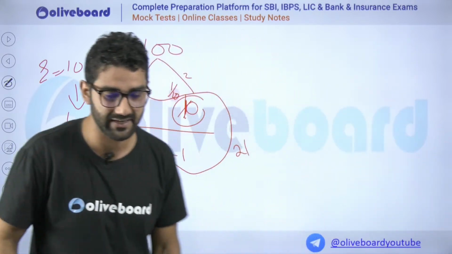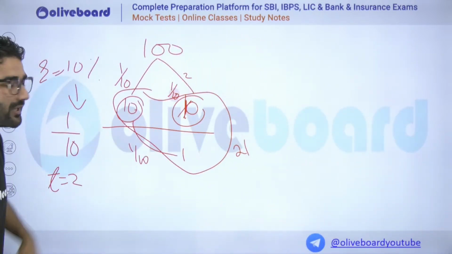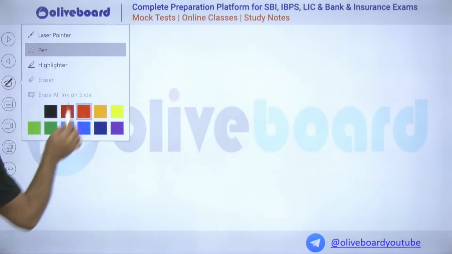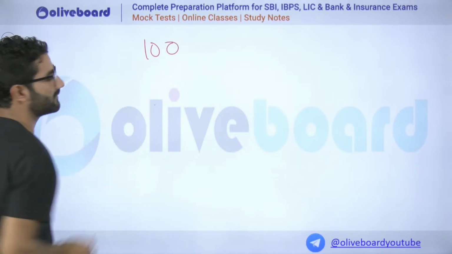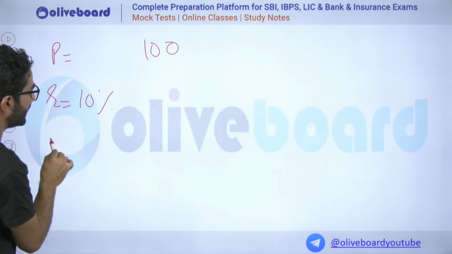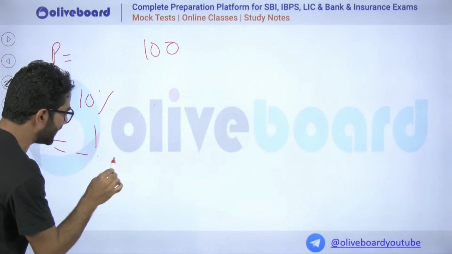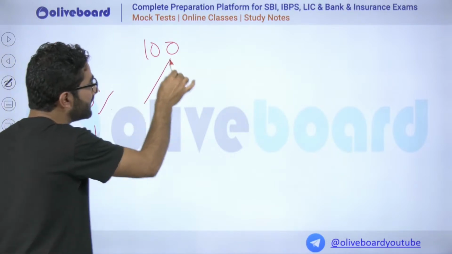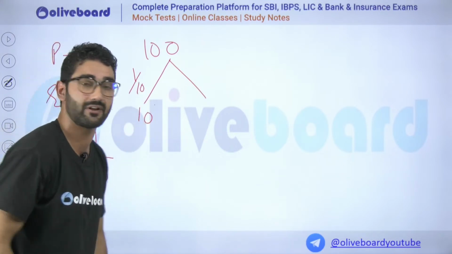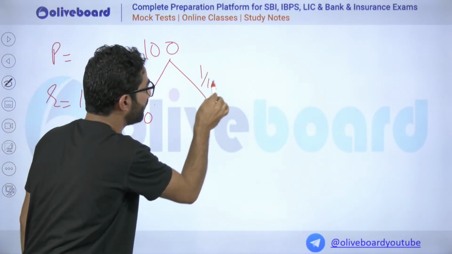This is the best way you can solve any numerical. Please tell us again. Sir, if it's 100 rupees, principal is 100, rate is 10%. How do we calculate? Make it a fraction. I told you, it will be 1 upon 10. For the first year, 1 upon 10 is the interest, which is 10 rupees.